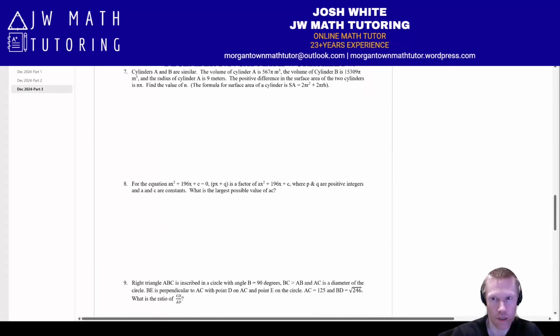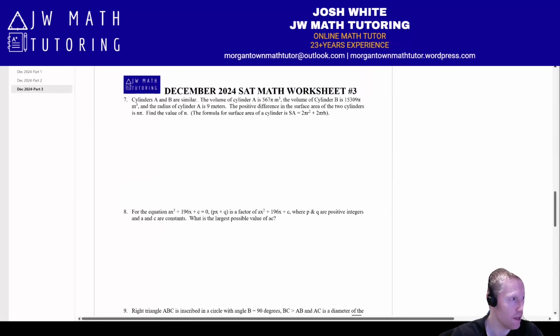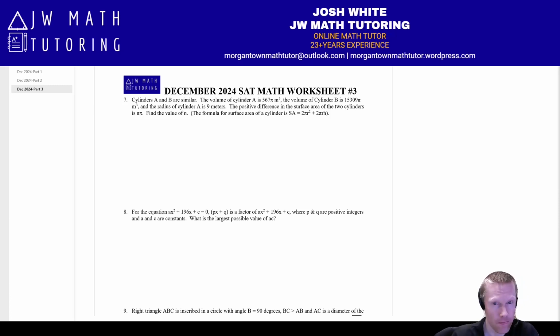Moving on to the top of the next page, problem number 7. Here you have a problem where you're given 2 cylinders that are similar. You're given the volume of each of them, and you're given the radius of one of them. And the question's asking for basically the difference in the surface area between the 2 cylinders. And notice it's framed as positive difference because it wants you to subtract the larger surface area minus the smaller one.